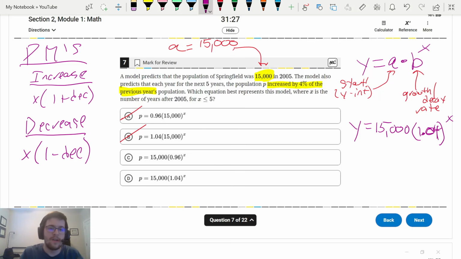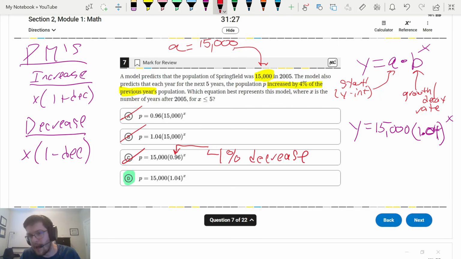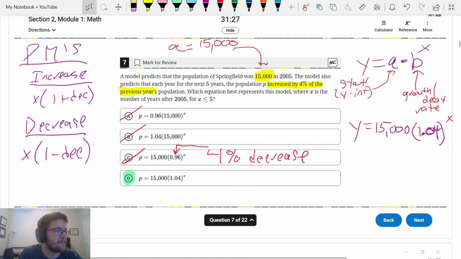Okay, so this is D. You see what they did wrong here is that's actually a 4% decrease. They did 1 minus 0.04, and that was just to confuse us. So when you have a times b to the x, if you got a percent in there, the percent is probably telling you the b, okay? So the 4% increase, that told us the b. The starting amount, that's always your a, the number that goes out in front. Okay, so 7 is D.